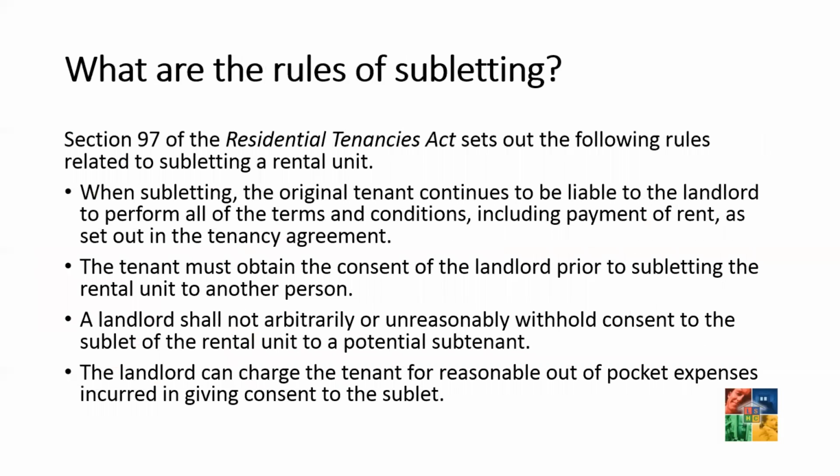Section 97 of the Residential Tenancies Act sets out the following rules relating to subletting a rental unit. When a unit is sublet, the original tenant continues to be responsible for all the terms and conditions of the tenancy. This includes paying the rent. The tenant must get the landlord's consent before subletting, and the landlord should not unreasonably withhold permission. The landlord is able to charge the tenant for reasonable out-of-pocket expenses incurred in giving consent for the subtenant.